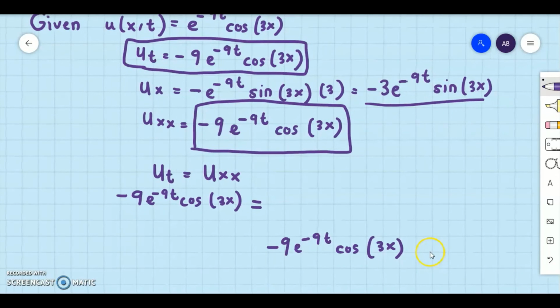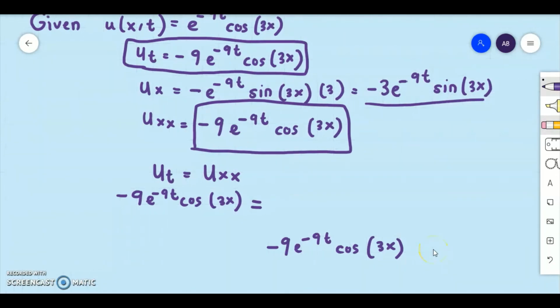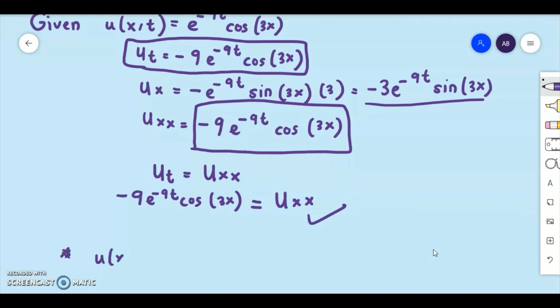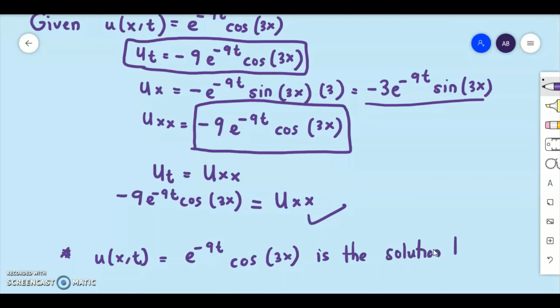So therefore we can say that, I don't know why it went down, maybe I can just put it like this, ut equals uxx. So we can say that this given u(x,t), which is e to the negative 9t cos 3x, is the solution to the PDE ut equals uxx.